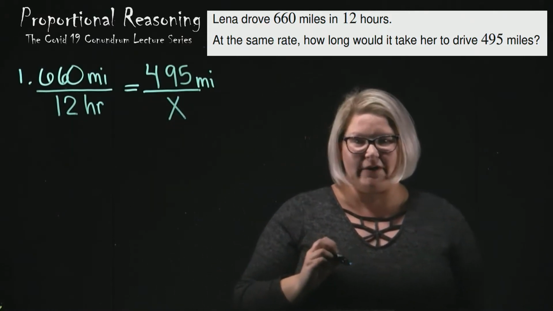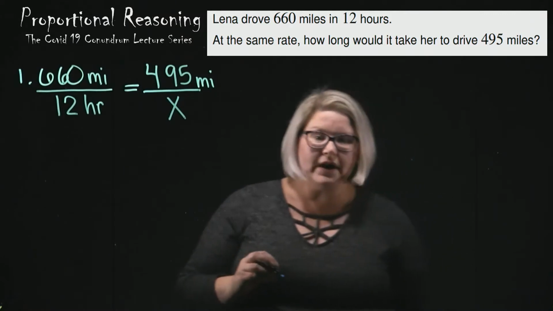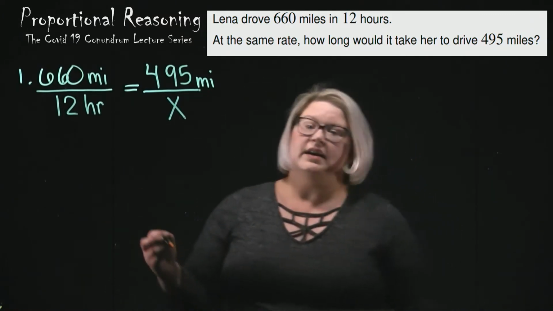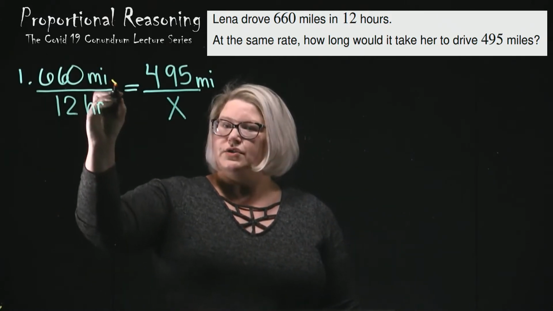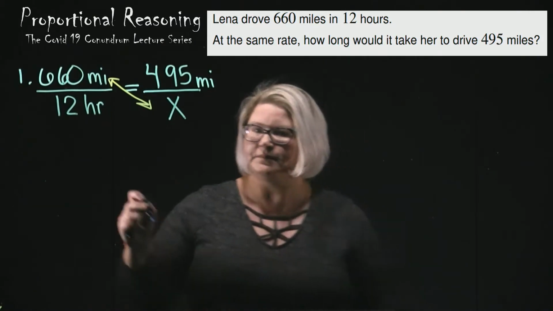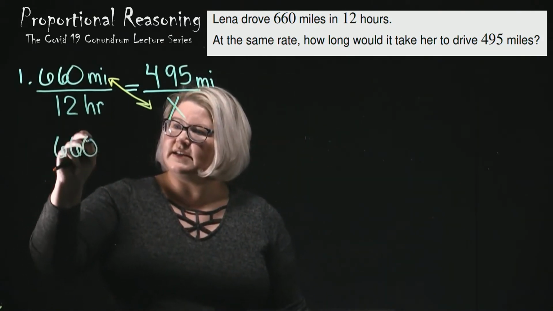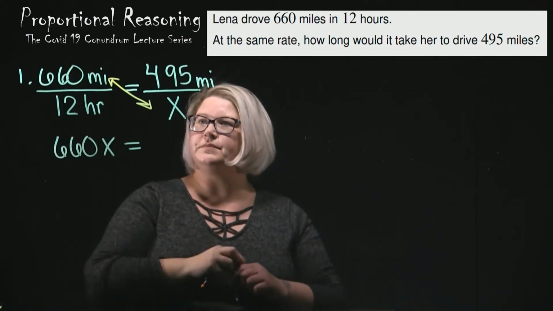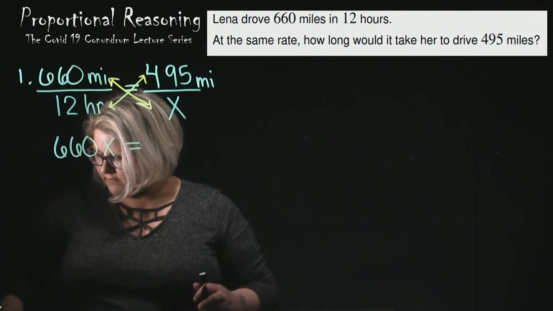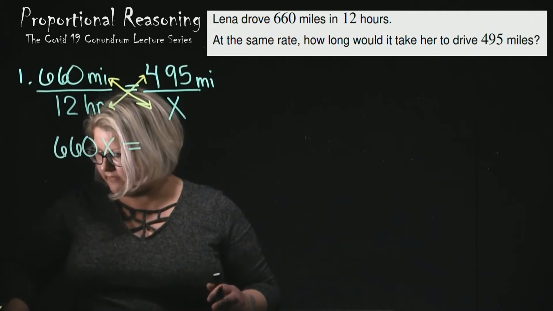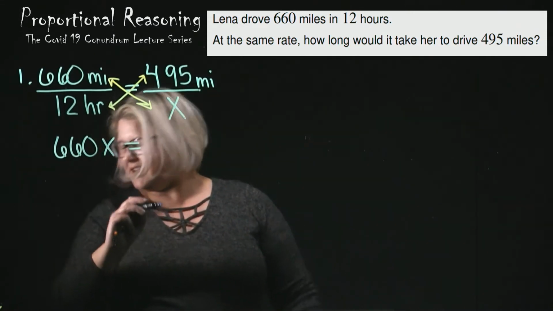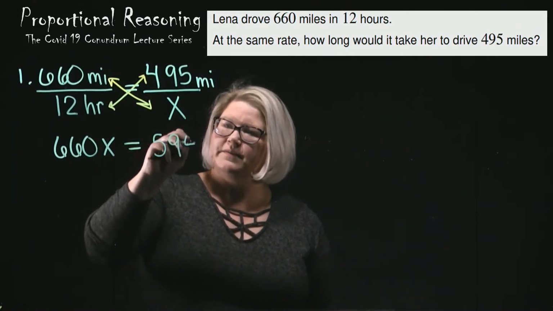Don't worry about your units when we cross multiply. What we are going to do is just cross multiply and solve. So I'm going to take that cross product. So I'm going to have 660x equals this cross product. Whatever 495 times 12 is, oh yeah, 5,940. Why didn't I just know that?